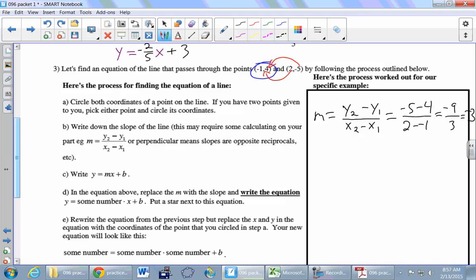Okay, so we calculated the slope, that's old. The rest of what we're doing here is new for today. Part C says write the equation y equals mx plus b. We're just flat going to write it with all of those symbols.